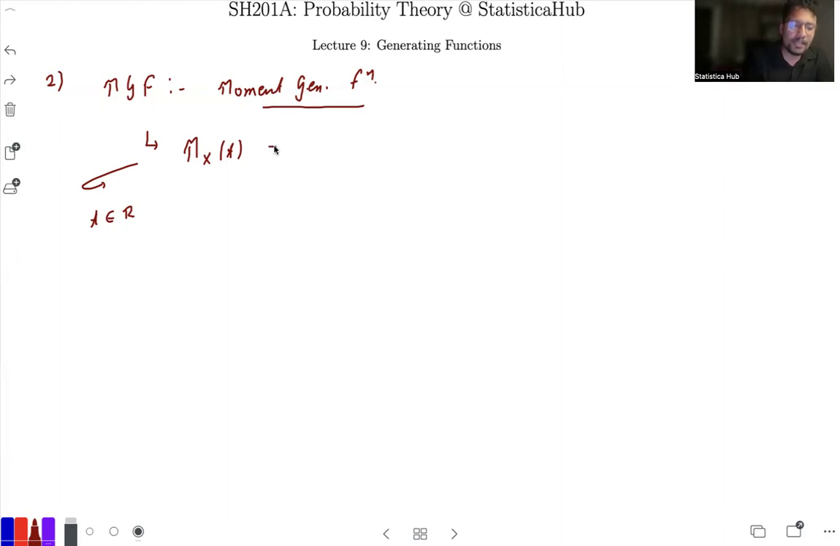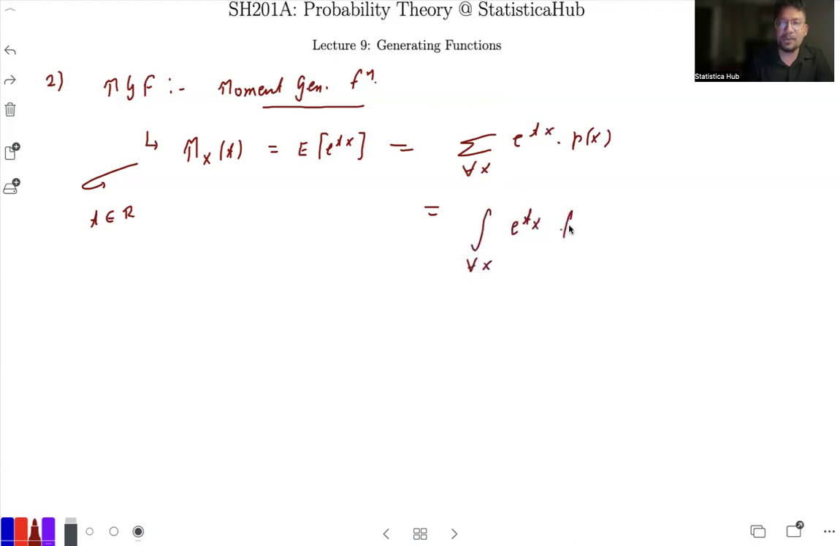Moving ahead, that will be simply the expected value of e raised to the power tX. Keeping the discrete case only, it can be defined for all the different distributions, but I'm taking only the discrete case. So for the discrete, it will be the summation over all values of x of e raised to the power tx times the probability function of x. If we have the continuous case, you go for the integration of e raised to the power tx times the probability function of x dx. That's how we define the moment generating function for any random variable. I hope that makes sense.